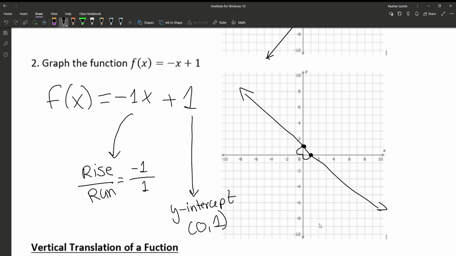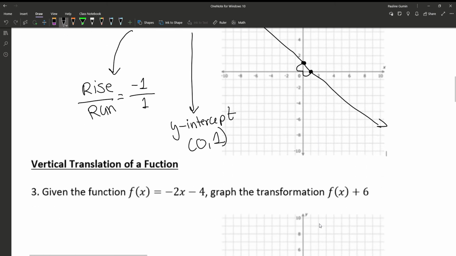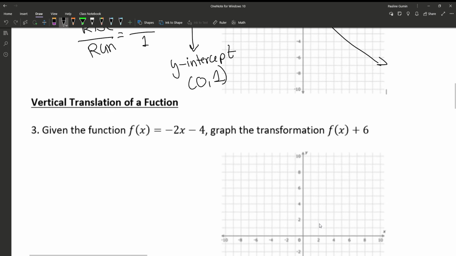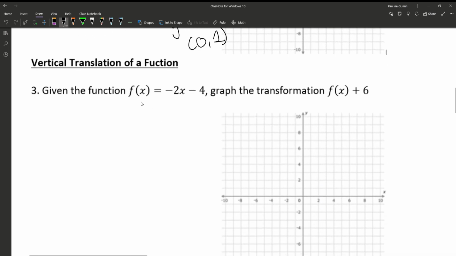All right. Now let's apply some transformations. First, let's do some vertical translations, which are a type of transformation. Given the function f of x equals negative 2x minus 4, I'd like us to graph the transformation f of x plus 6. Now, I'm going to write down f of x plus 6 right over here so I have more room to do my work. Okay. Now, what it's asking us to do is to take our function and add 6 to it.